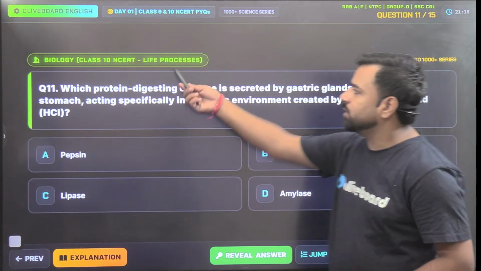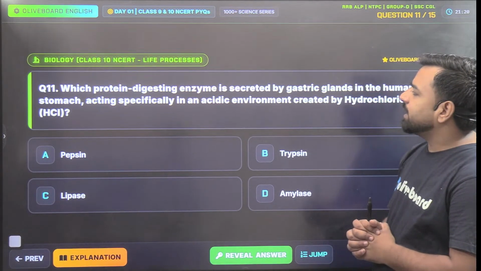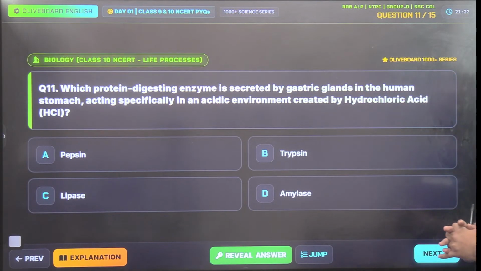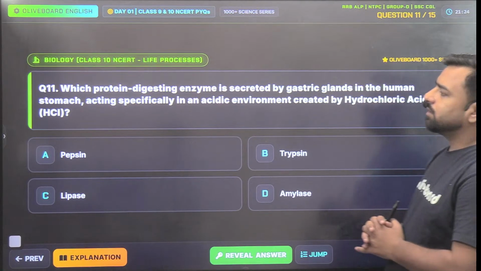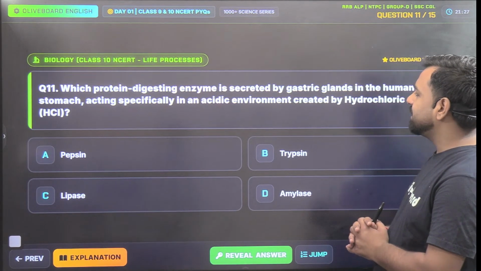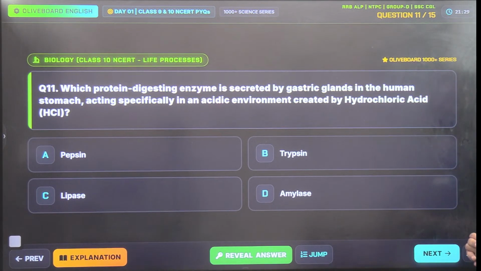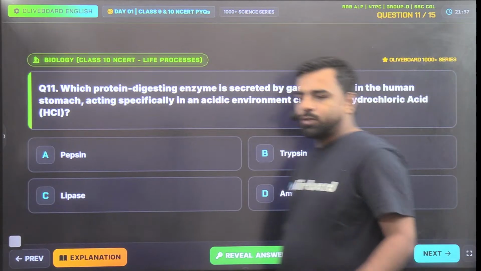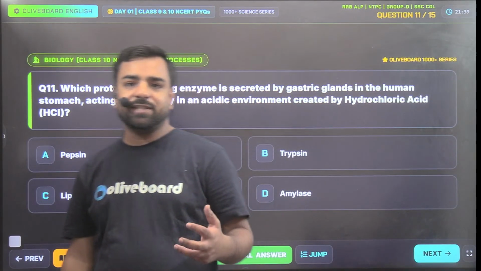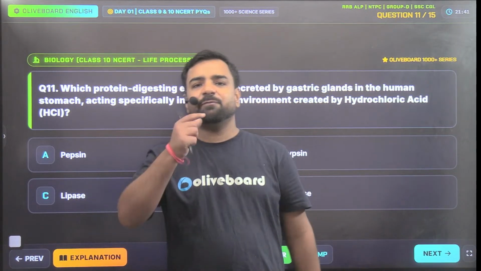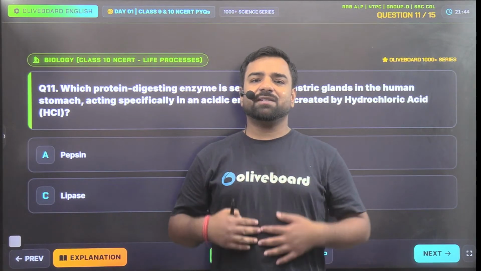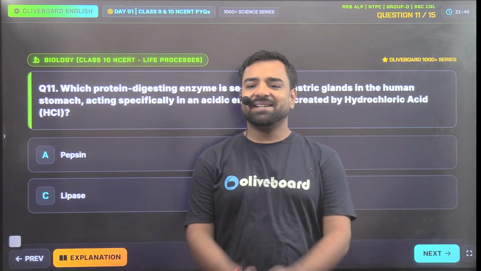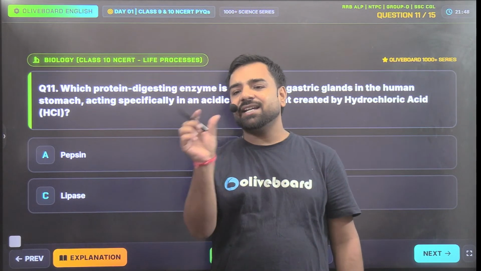Yeah. So it's bio. Which protein digesting enzyme is secreted by gastric glands in the human stomach, acting specifically in an acidic environment created by HCl? Is it pepsin, trypsin, lipase, or amylase? What should be the correct answer, guys? So, guys, Coca Cola, Pepsi, just try to link it. If I have Pepsi, where will it reach? That Pepsi will reach my tummy, right? My stomach. So from Pepsi, just link it with pepsin.